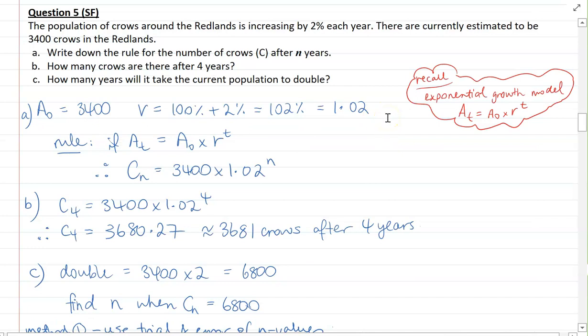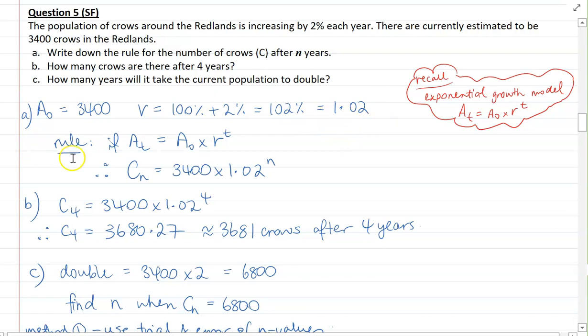Alright, given our exponential growth model, remember it's that slightly varied formula to the geometric sequence rule, where we talk in terms of an initial value and we're talking about time after our initial period. So given our exponential growth model, that means our initial value, or A0, is 3,400. Our R value is, because we're doing 100% plus 2% every year, that means we're growing by 1.02.